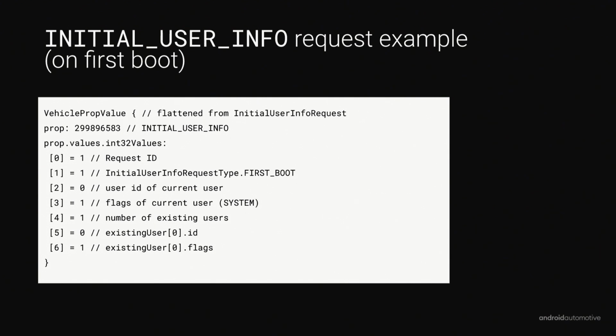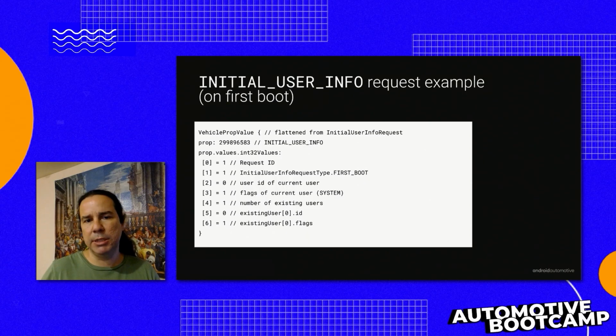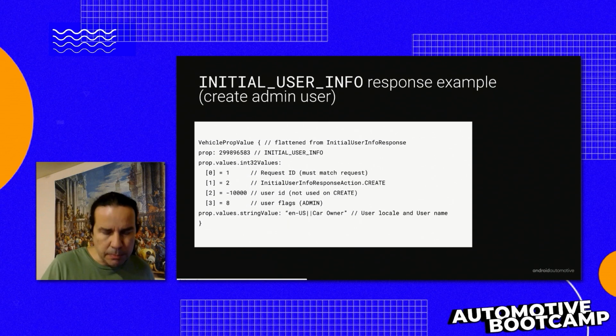So remember when Android boots it's running user 0, so the ID is going to be 0, and the flag is going to be 1, which means system. Notice that this flag is a flag defined by HAL. It's not the existing user info flags from Android. Next, we're going to tell what are the existing users. So we're going to say how many users exist and what are the ID and flags. In this case, there's just one, so we're going to pass the user ID 0 and flags 1.